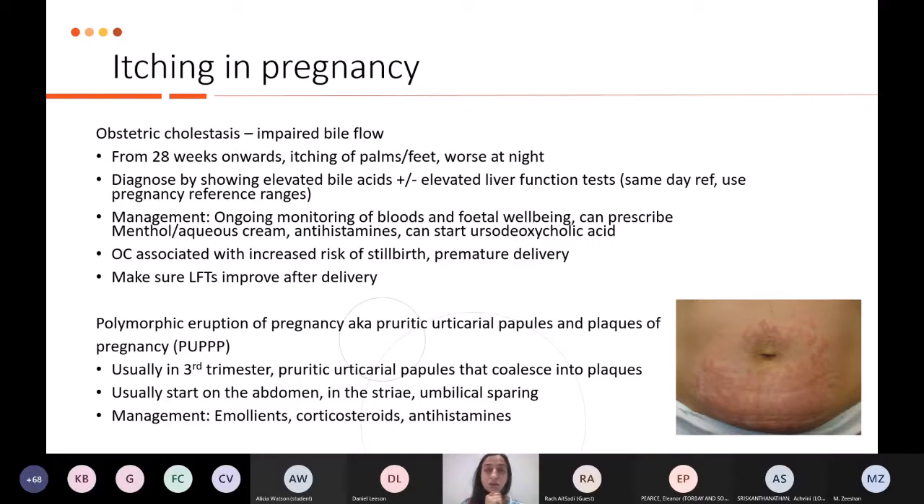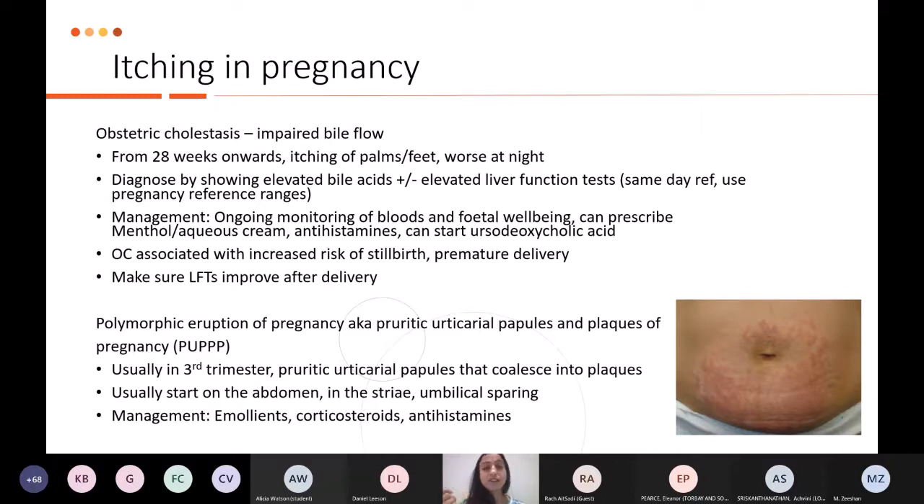And in some women, they go on to have ursodeoxycholic acid, which is a treatment for the raised bile acids. And essentially, once you deliver, your LFTs should get better. If they don't, or when you're monitoring these women and you find that actually the LFTs are going up, then you would need to think about a different diagnosis for why you've got raised bile acids and bilirubin.